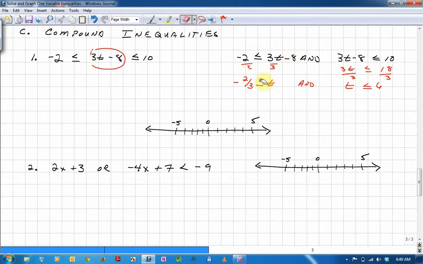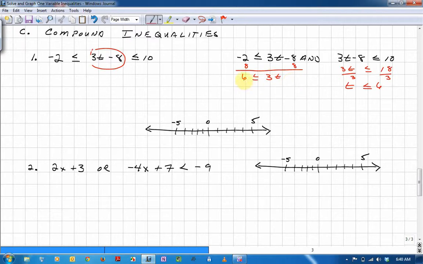So let me redo this side real quick. I left the -8 off that side. So the first thing I'm going to do is I will add 8 to this side on the left. So if I add 8, I get 6 is less than or equal to 3t.